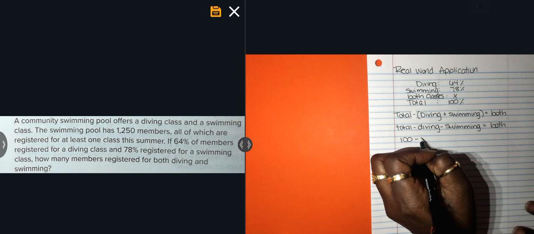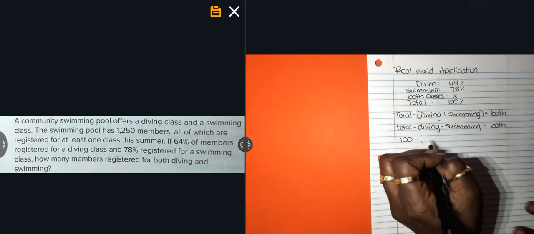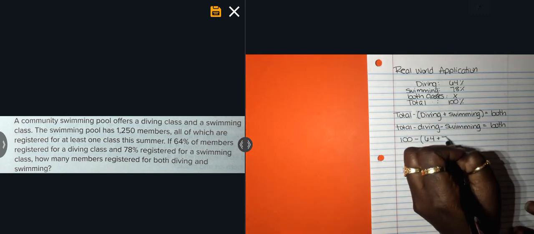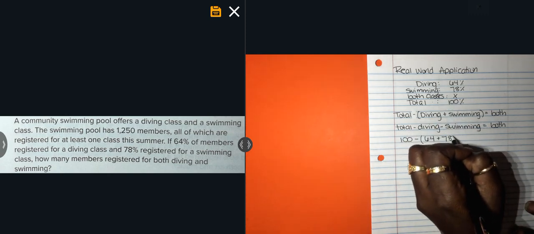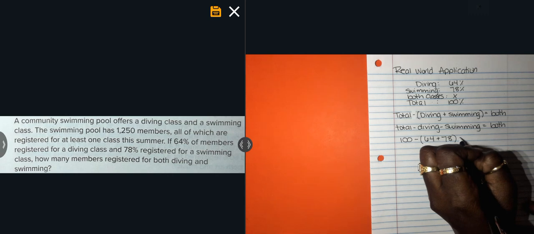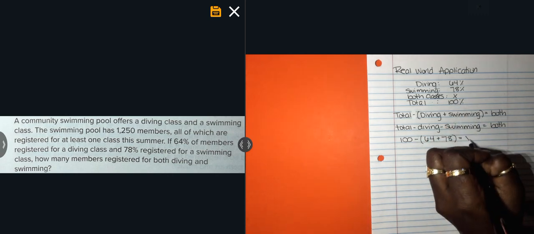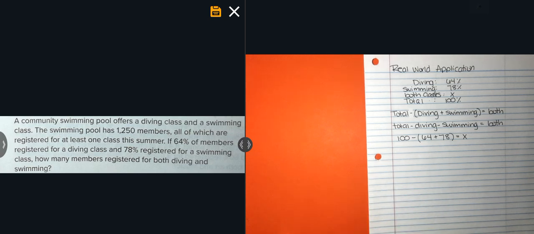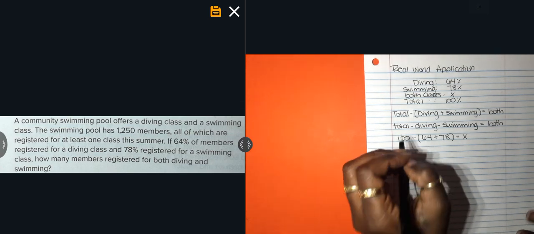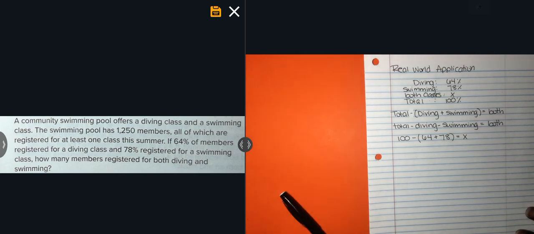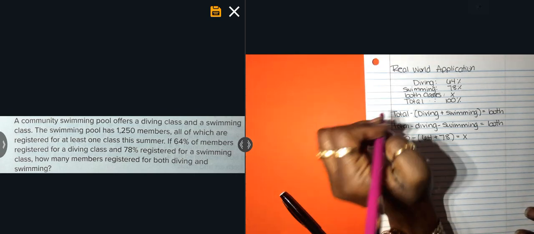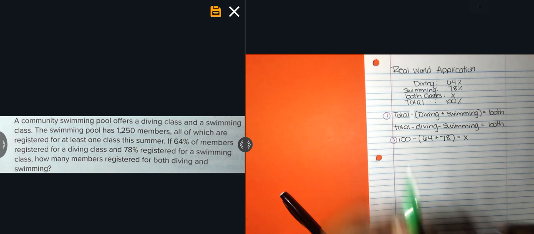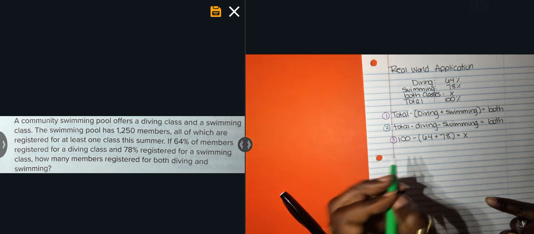I'm going to subtract out my diving is 64. And then I'm going to add that with the students that are signed up for swimming. So that's 78. And then that gives me the value for X. Okay. And we're going to use what's actually called the absolute value. Okay. If I wanted to do it, and maybe I should number it so we can see what's happening here. So this is method 1 using what I was using.